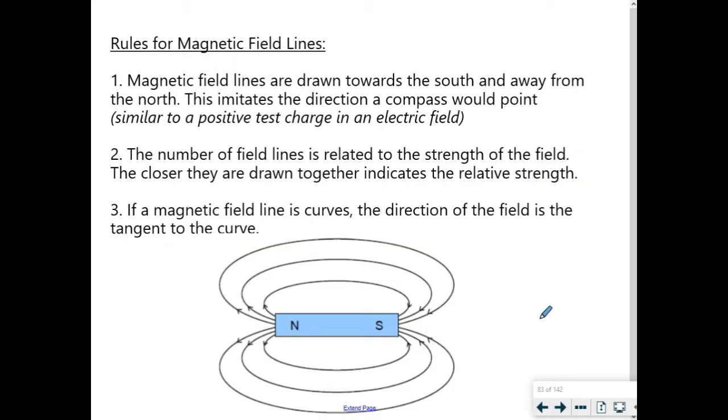Okay, let's talk about fields for a little bit here. We need to know the conventions for field lines. In electrostatics, it was always based on a hypothetical positive charge. Well, the rules for magnetic field lines are that they're always drawn towards the south and away from the north. That's the convention they went with. So if you ever have a magnet and you're trying to draw some field lines, draw them away from north and towards south. The reason why we do this is that this imitates the direction that a compass would point. Because really, a compass is just a small little baby magnet, right?